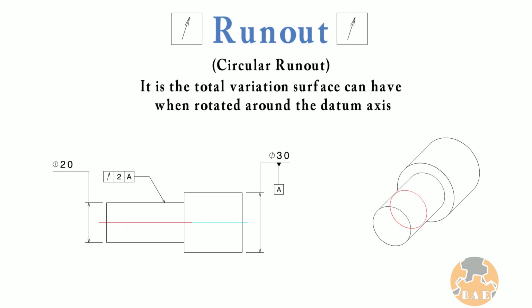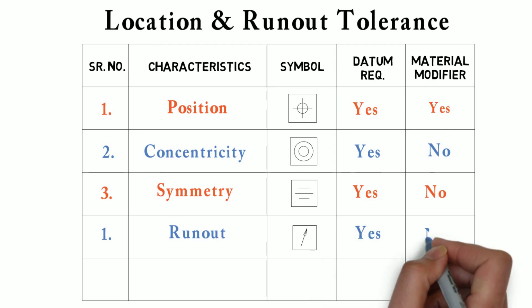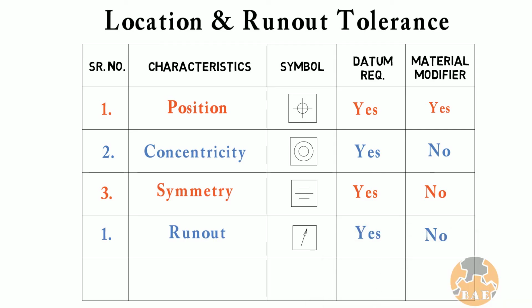This circular cross section can be taken at any place over the reference surface. This tolerance is widely used in the automobile sector and the transmission sector. We do need datums for this tolerance, so datum requirement is yes, and we don't use material modifiers here.